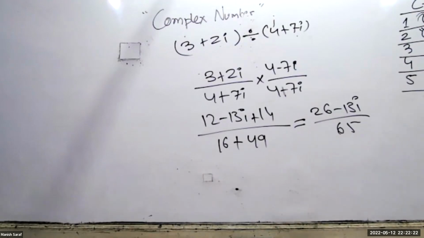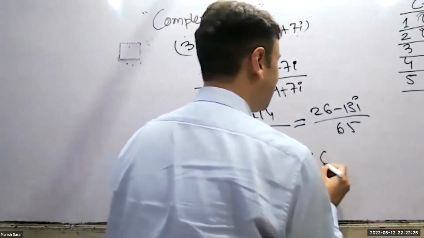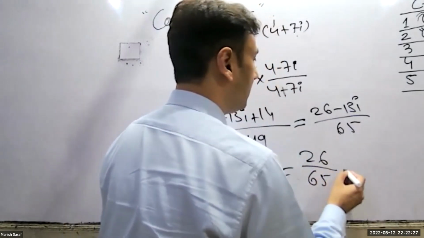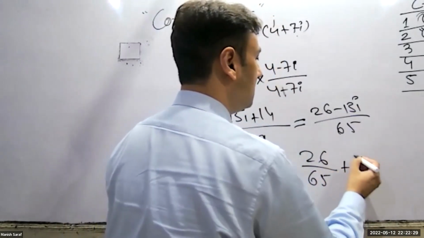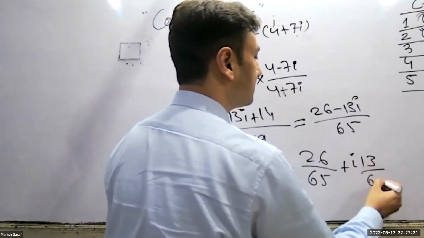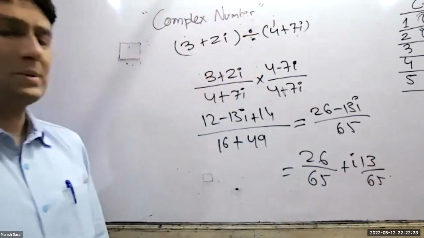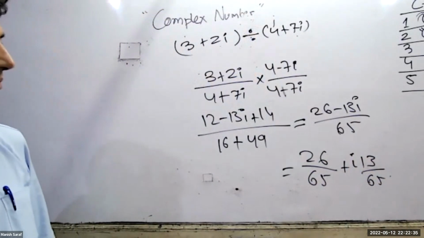So what will be the real part here? What will be the real part? 26 by 65 plus imaginary part i 13 by 65. Tell me, is it understood?